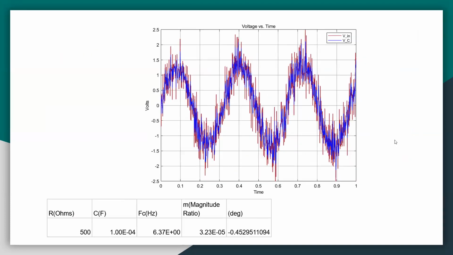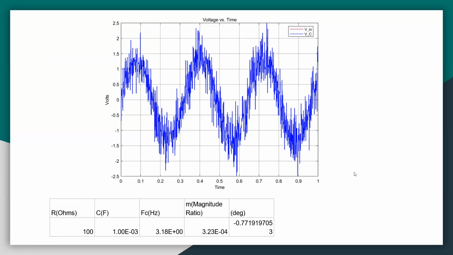Next, we have the first iteration that we did. We chose a 500 ohm resistor and a 1000 microfarad capacitance, and the cutoff frequency was 6.37 hertz, the magnitude ratio was 3.23 times 10 to the negative 5, and the phase lag was 0.45. All these values didn't meet the criteria given by the professor, so we had to do more iterations, such as this one.